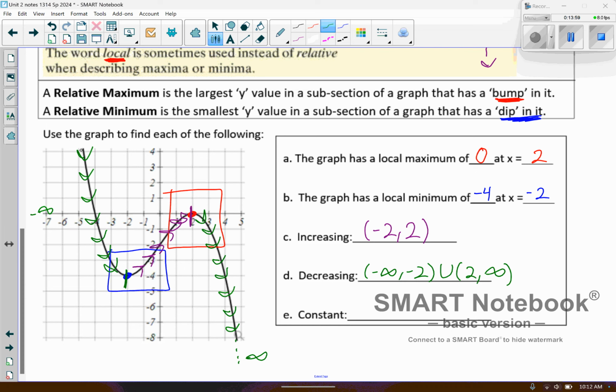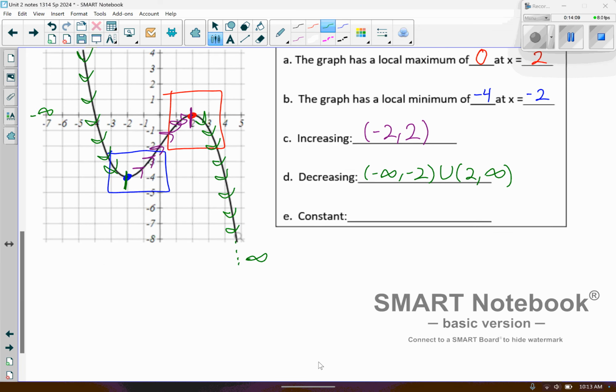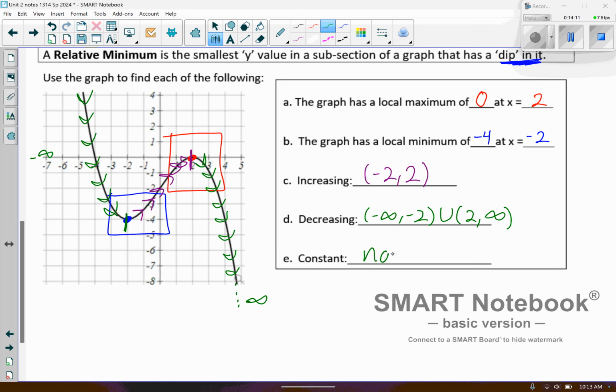If you look at this, the graph for the most part is decreasing, except for that little part where we swing up and then start decreasing again. And then we don't have any parts of the graph where it's constant, so we don't have any of those.